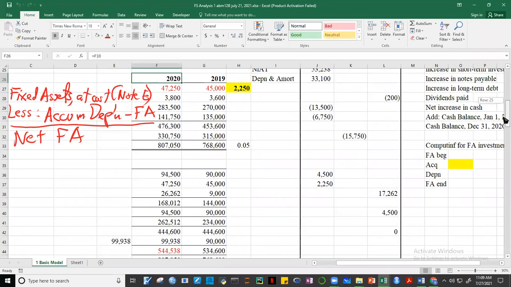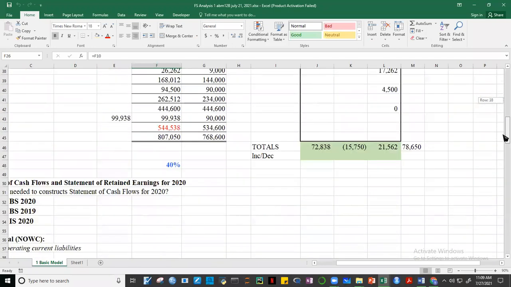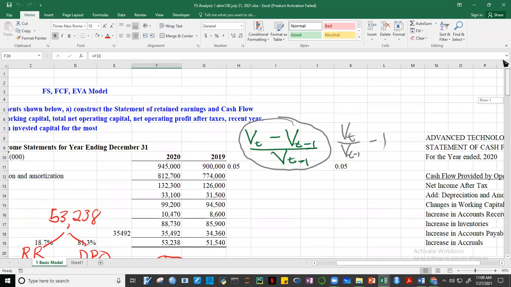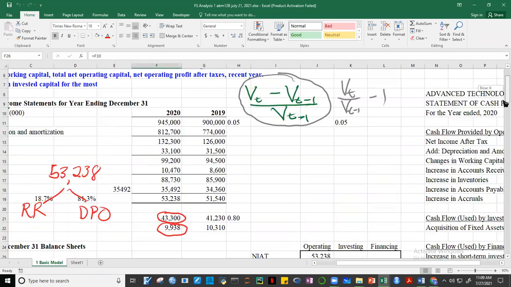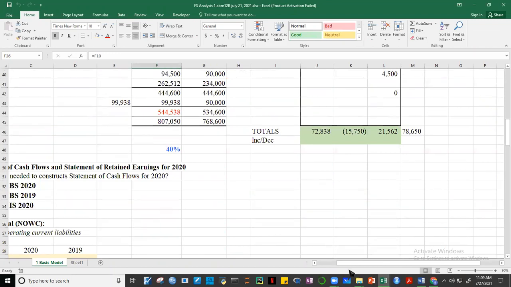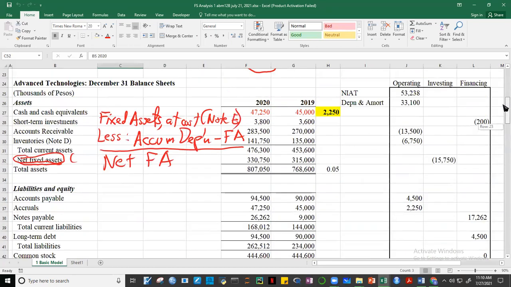We started with asking the question, what do we need in order to be able to construct the statement of cash flows? Ano ba yung mga financial statements na kailangan natin para magawa natin yung cash flow statement for 2020? We said that we need the balance sheet of the current and the previous year, itong dalawang to, and also the income statement of the current year. If we don't have this, then we will not be able to construct the statement of cash flows.